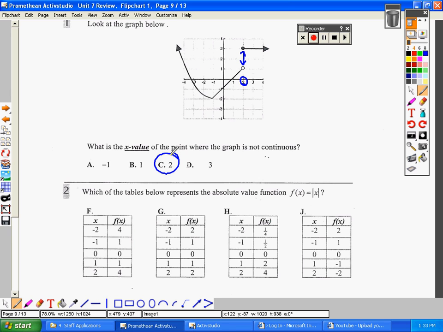Which table represents the absolute value function of just the absolute value of x? So when you put in a number, you should always get a positive answer. That's this one. When you put in a -2, you get out a +2. When you put in a 2, you get out a 2.